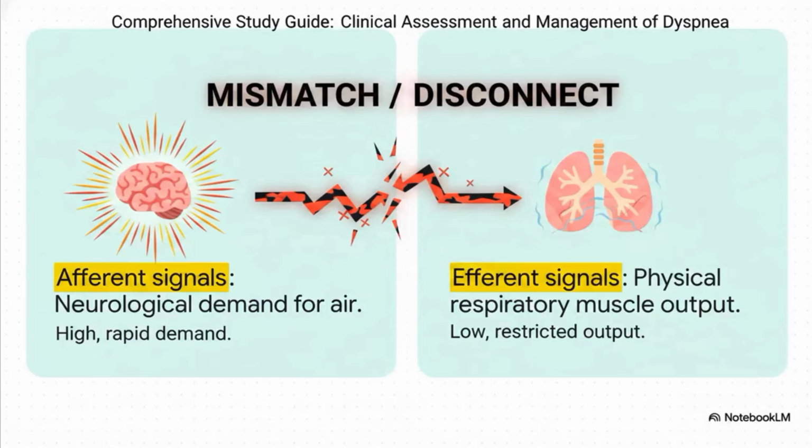But why does that terrible sensation actually happen? Well, dyspnea usually occurs when there's a fundamental disconnect in the body. Think of it like this. Your brain's afferent signals, the ones monitoring blood gas levels and demanding ventilation, are basically screaming for air. But your efferent signals, the actual physical output of your respiratory muscles, like the diaphragm, simply cannot meet that demand. So, whether it's stiff lungs, obstructed airways, or a failing heart, that massive mismatch between neurological demand and physical performance, that's exactly what triggers the sensation of dyspnea.